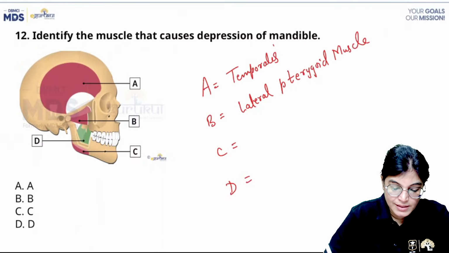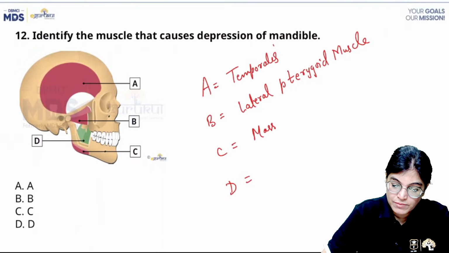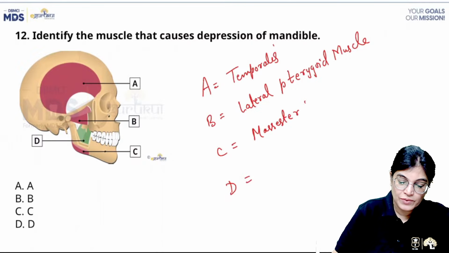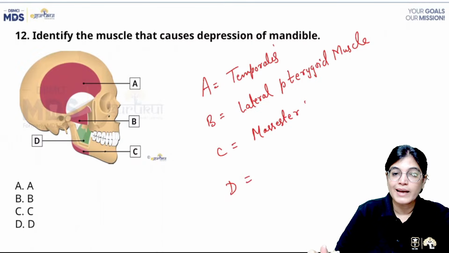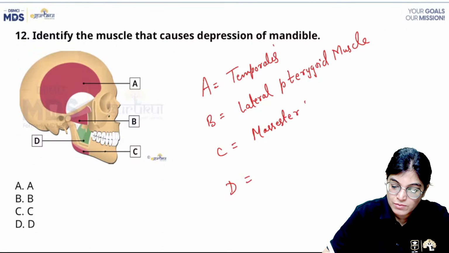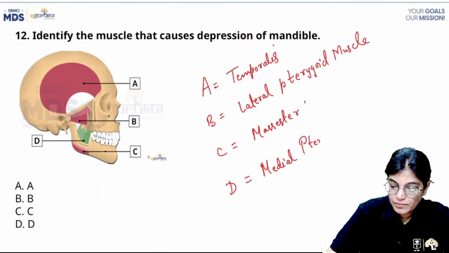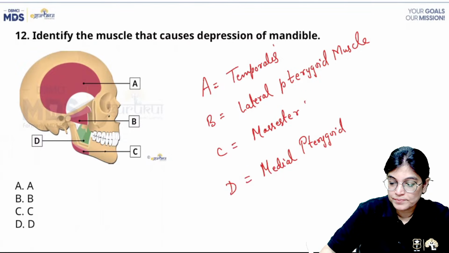What about C? C is the cut part of masseter muscle on the outer aspect of the ramus of mandible. What about D? If I'm talking about D, it is on the inner aspect of the ramus of mandible. So this is medial pterygoid muscle.